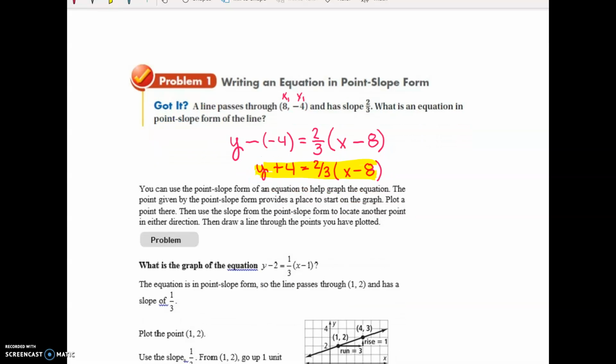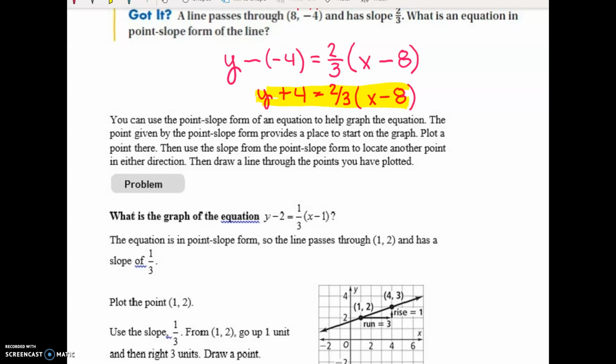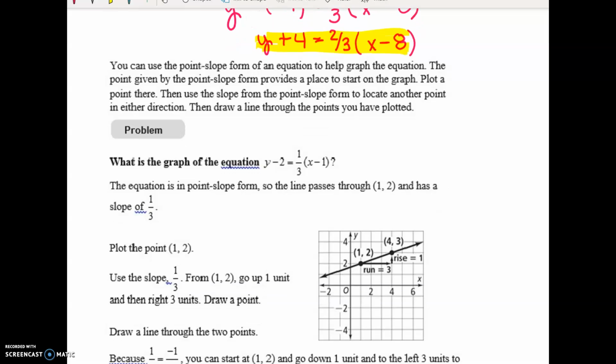Now, let's look at another example here. We can use the point slope form of an equation to help graph that equation. So the point that's given provides a place to start on the graph. So you would plot the point. It doesn't necessarily have to be the y-intercept anymore. Then we would use the slope from that point to get a few other points to be able to graph the line.